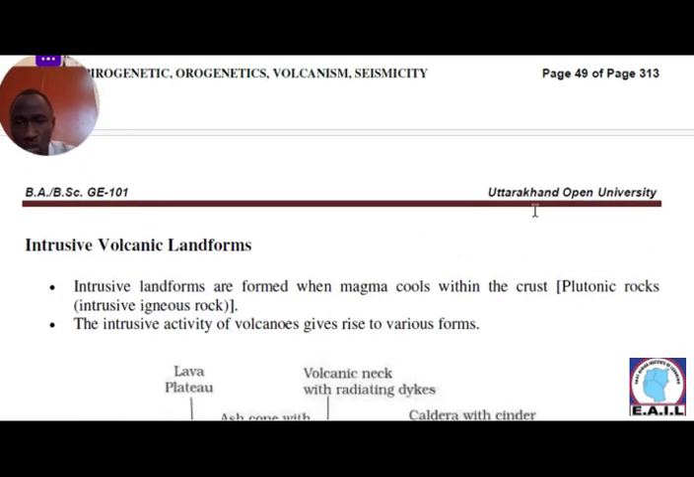Today we are going to be continuing from where we stopped last time, and this time round we are going to be looking at what we term as the intrusive volcanic landforms. When you look at the intrusive volcanic landforms, we are going to be looking at how they are formed, and look at the features that relate to the formation of those landforms.